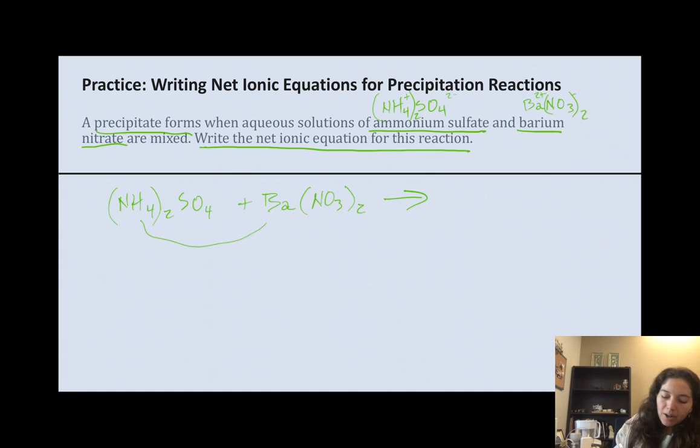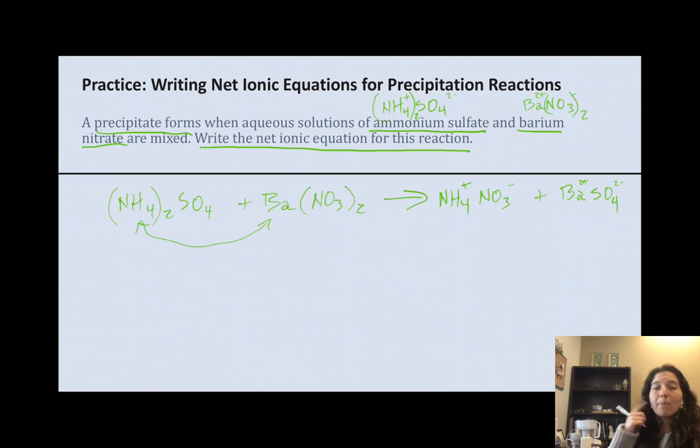In order to find our products, we need to swap our cations. So we're going to do so. NH4NO3. These are 1 to 1, so we don't need any subscripts. Plus BaSO4. This is a 2+ and a 2-.